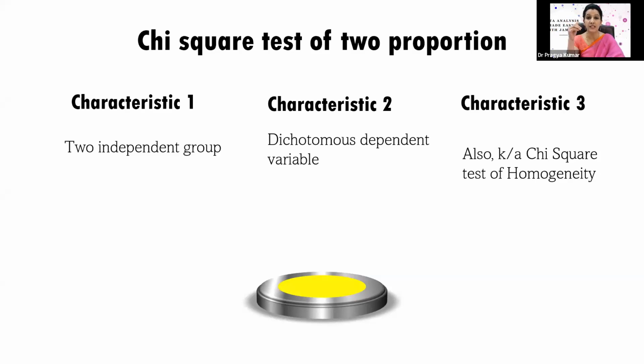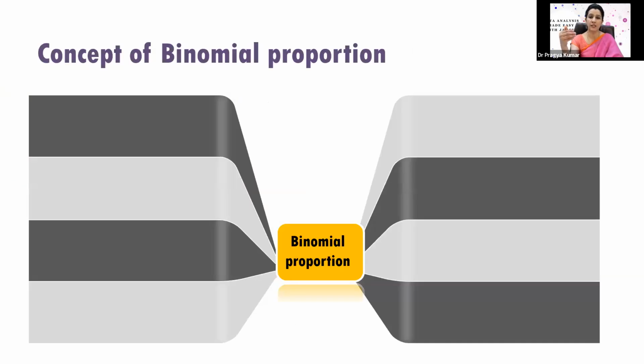So 2, since the beginning you have taken 2 independent groups. It is not a single group that you have then categorized. So 2 independent groups since the beginning you have taken, and then your dependent variable is dichotomous, and it is also known as the chi-square test of homogeneity. So now there is something known as the binomial proportion, because for this chi-square test of homogeneity, if it is a 2 by 2, then generally we say that the proportion should be binomial.